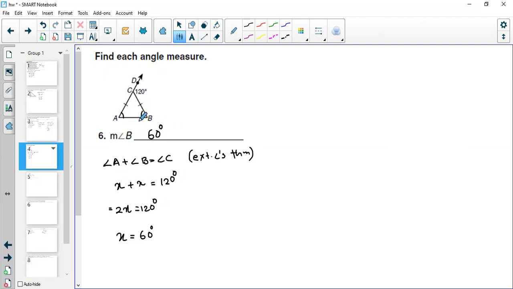So if you get any questions like this, do not panic. It's the same, which means if two sides are the same, the two angles which correspond to them are the same also.